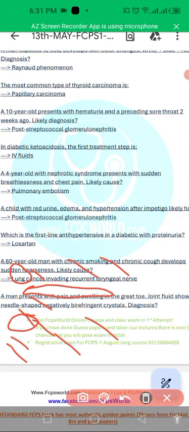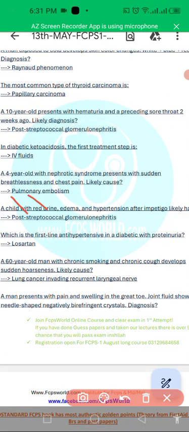Next one is a child with red urine, edema, hypertension, and impetigo. What is the diagnosis? It is post-streptococcal glomerulonephritis. The first line antihypertensive drug in a diabetic patient with proteinuria is losartan.